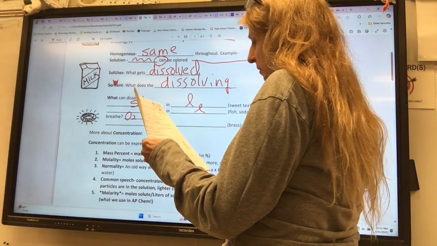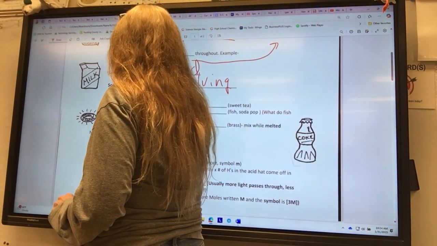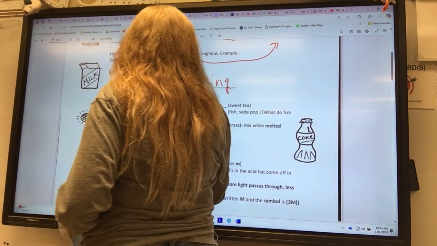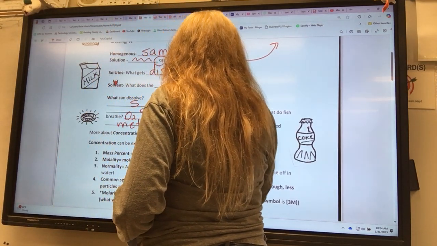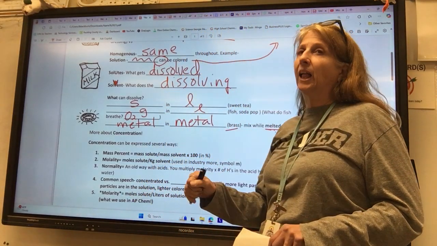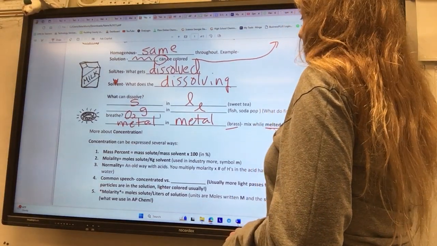Okay, so what do they breathe? O2. Now, also you can have metal dissolved in metal, and that's when you mix them while melted, and we did that when we made alloys, and we talked about that last time. Now, more about concentration.